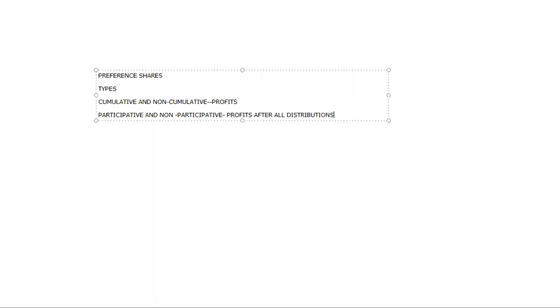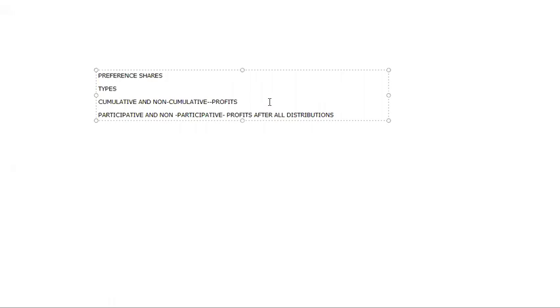But again here comes the question: the company is really doing well, so why should that profit be borne or enjoyed only by the equity shareholders? We also want a right of enjoying it. So in such a situation, what happens after paying? We call these participative preference shares.